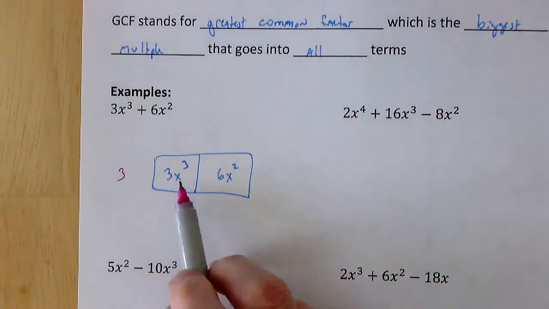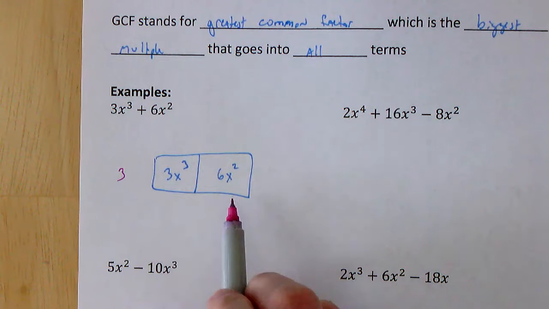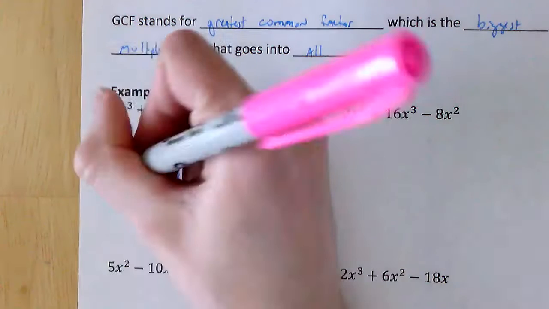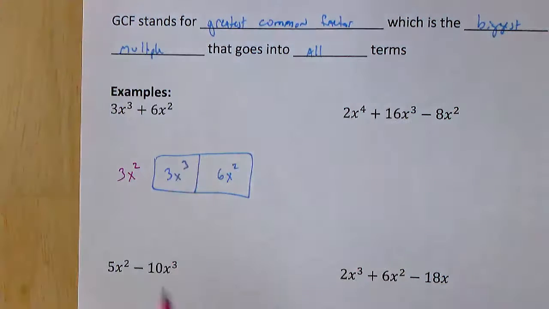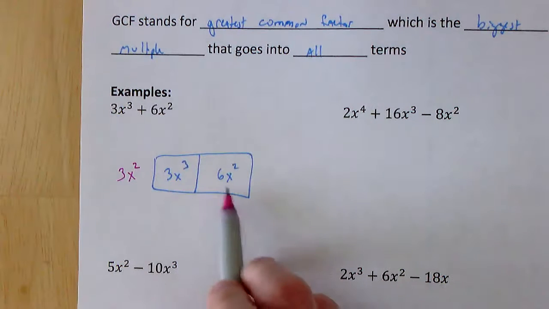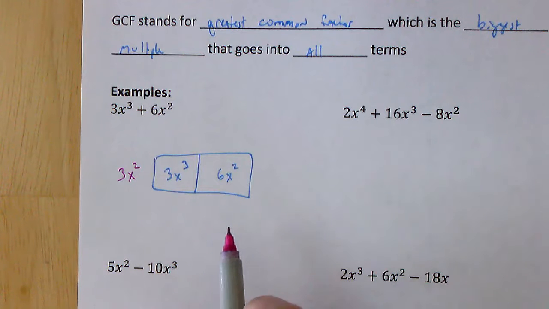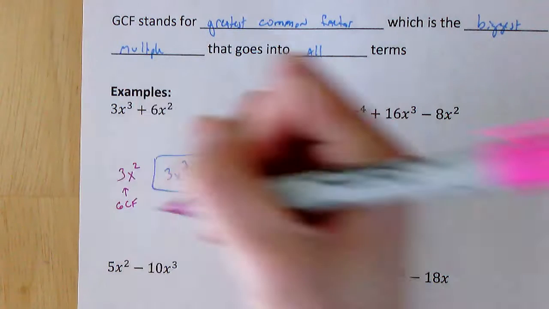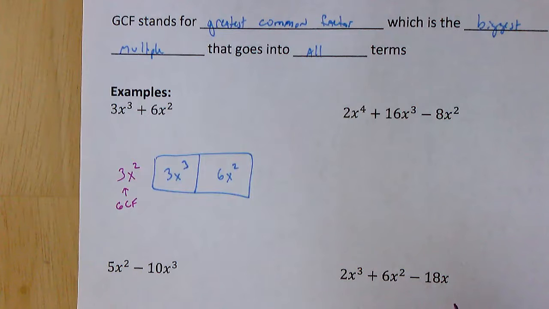Then I want to look at these, and I'm saying, okay, this guy has 3 x's, and this guy has 2 x's. So how many x's can I take from both of them if I want to keep it fair? I'm going to take the same amount of x's from both of them. Well, I can take 2, right? Because this guy has 2 to give me, and so does this guy. But he can't give me any more than 2, so I can't go higher than that. And this right here, that is my GCF. So that's how you find your GCF.